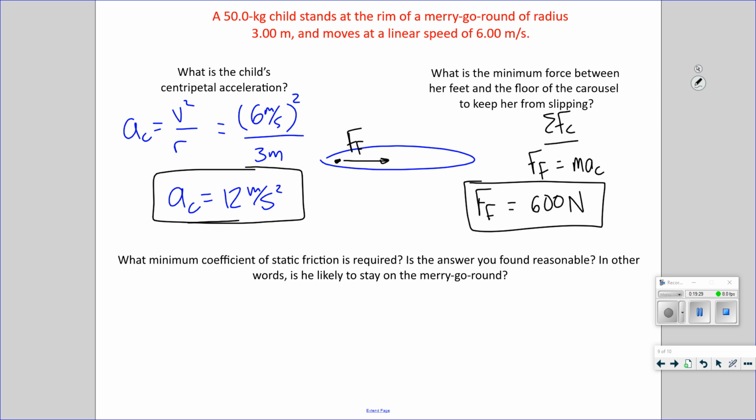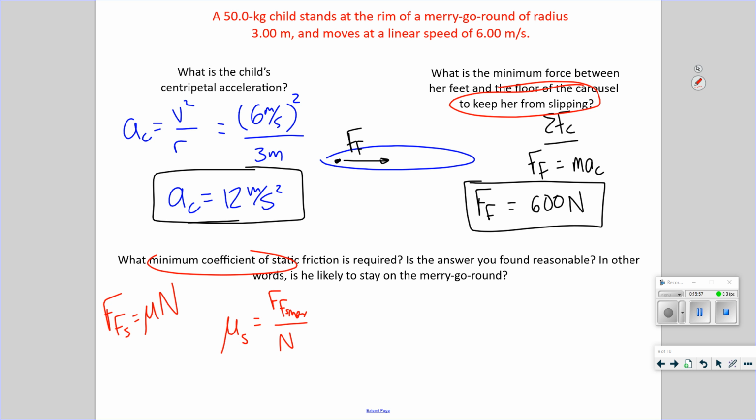Now, for this kid not to slip, we could talk about the coefficient of friction that's required to keep this kid from slipping, right? Mu static is the force of friction max, static max, over N. Minimum coefficient of friction, just to keep the kid from slipping. We can only use friction force is mu N when we are at the maximum peak amount of static friction force, and we've qualified that by saying just about to slip.